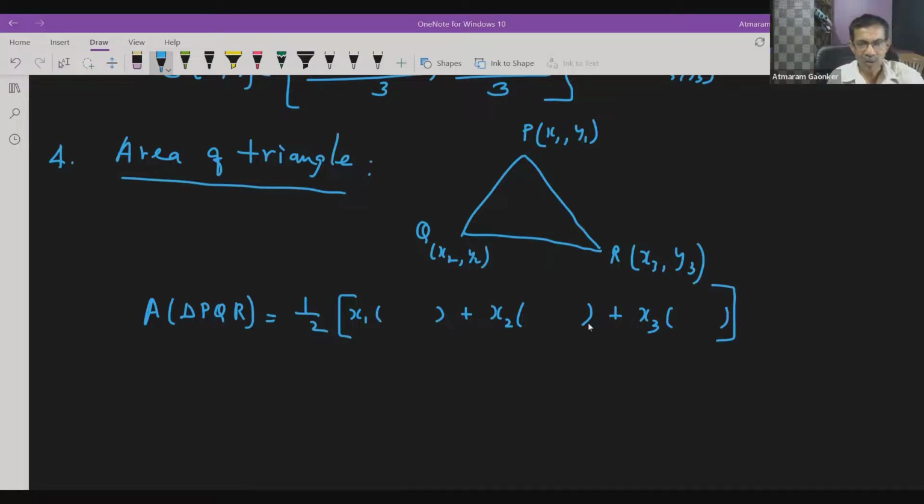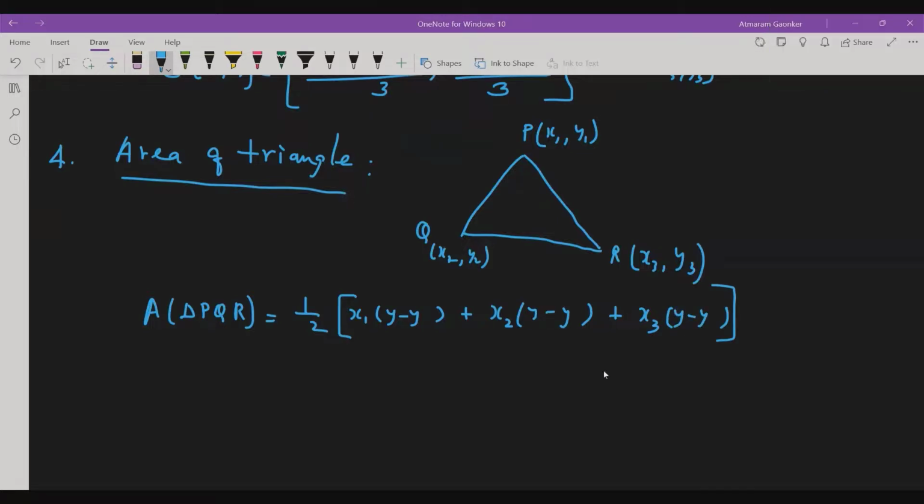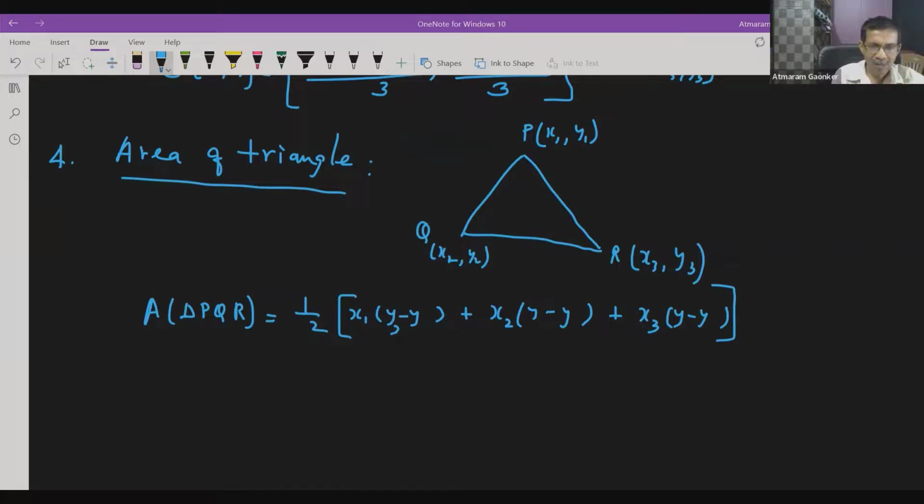So let's see what is to be written in this. When this is x1, first of all you write y and y minus y. Here again y minus y. Here also y minus y. And now you just see, this is x1, this is y2, this is y3. So 1, 2, 3 should happen like this. This is x2, after 2 comes 3, and after 3 if we go back it will come 1.